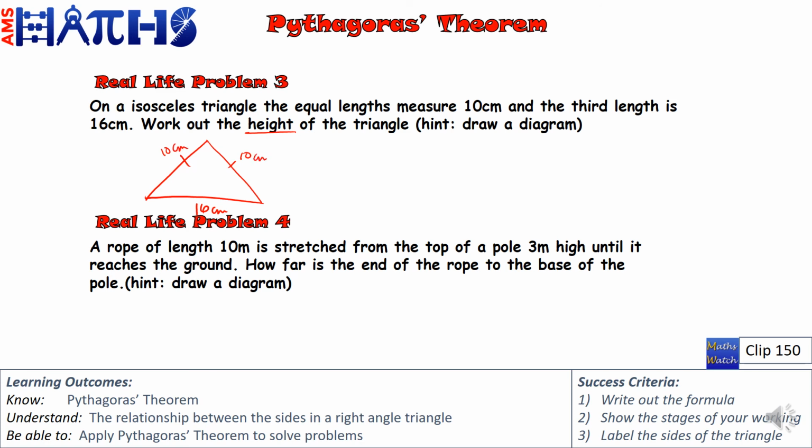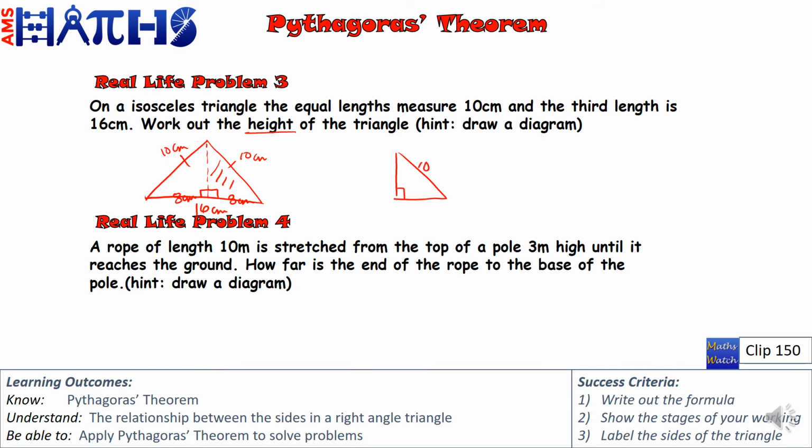Okay, we need to work out the height. The height here will cut the base that we're looking at, will cut 16 into 2 equal parts. So it therefore means that here is 8 cm and here is 8 cm. It will also make 90 degrees with the base there. So we can use one of the right angled triangles to work out our height of the triangle. So I'm just going to separate one of them, the right angled triangle.